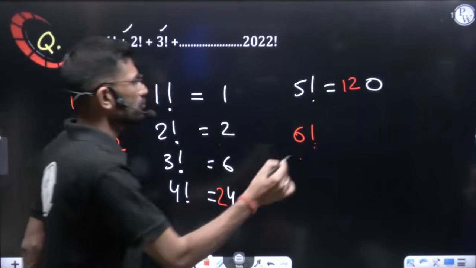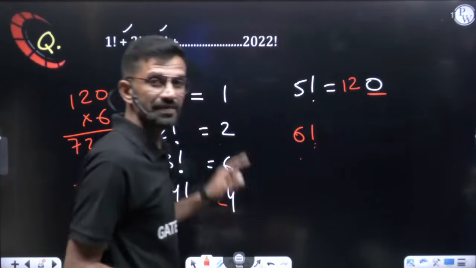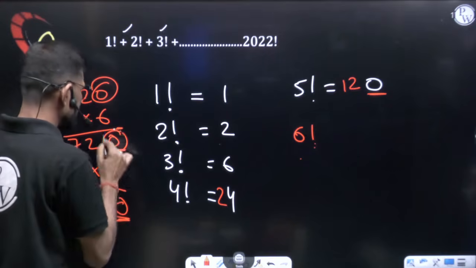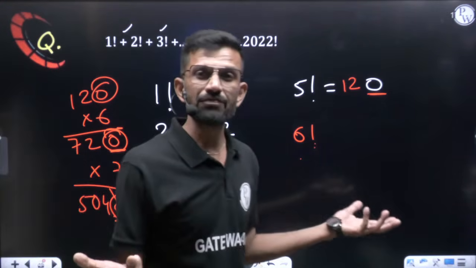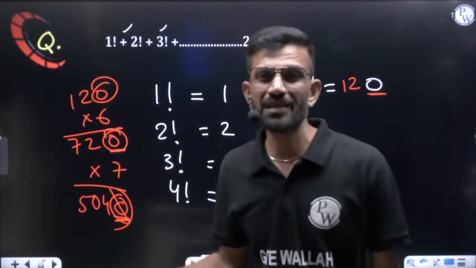Once in 5 factorial you got the last digit 0, after that, for every factorial the last digit will be 0 only. Because 0 multiplied by any number will be 0 only, in the unit digit I am talking about.